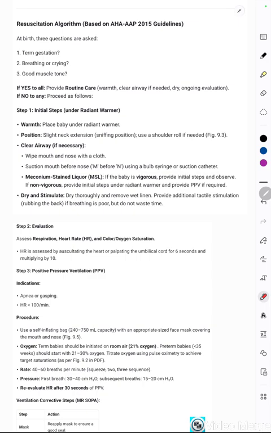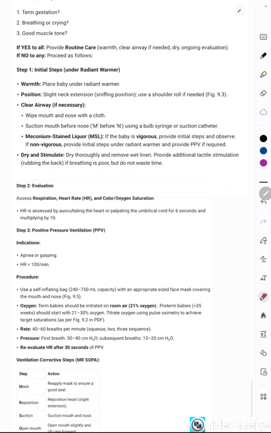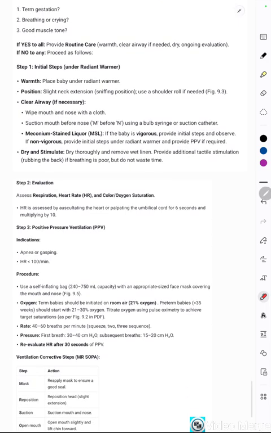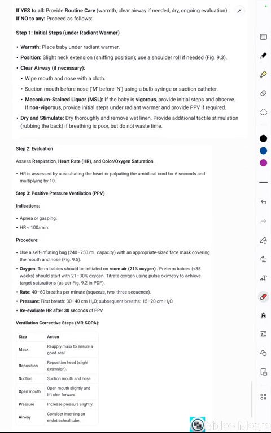If the answer is no to any of these three questions, then the initial steps are as follows. Provide warmth: place the baby under the radiant warmer or wrap the baby in a cloth. Then the proper position, called the sniffing position, where slight neck extension is done. Clear the airway from mouth to nose and not from nose to mouth. With meconium stained liquor, if the baby is vigorous, provide the initial steps and observe. However, if non-vigorous, then provide positive pressure ventilation.